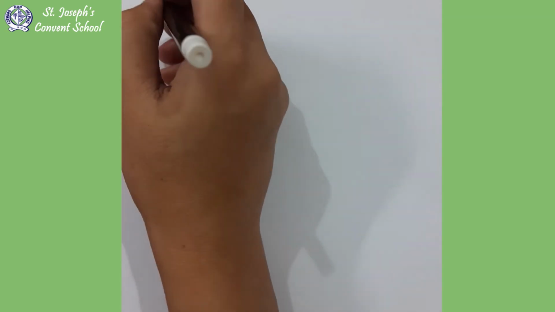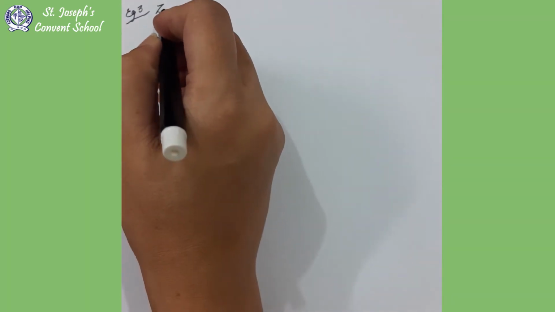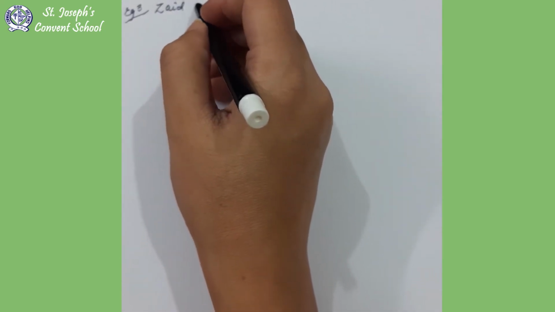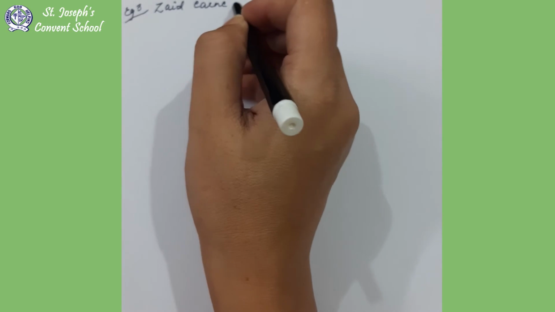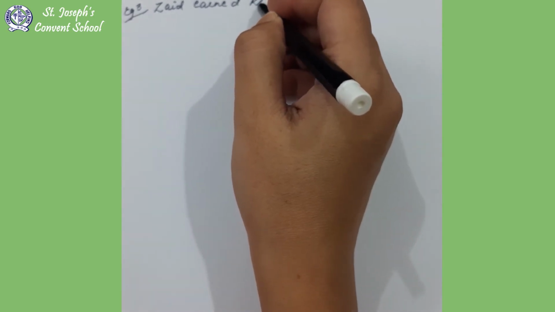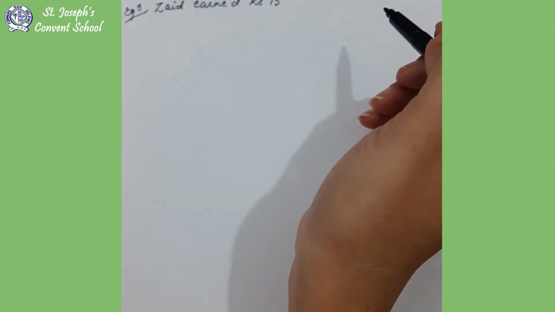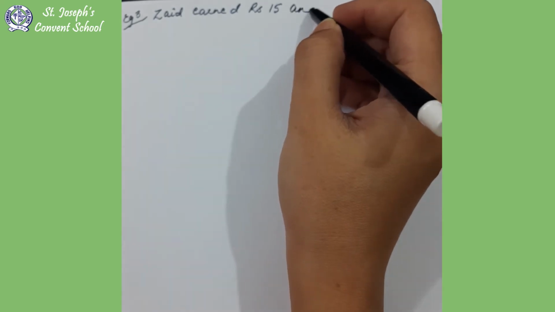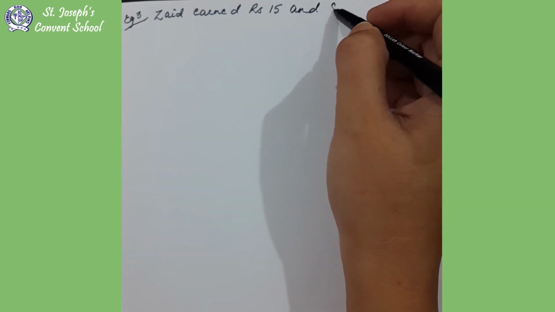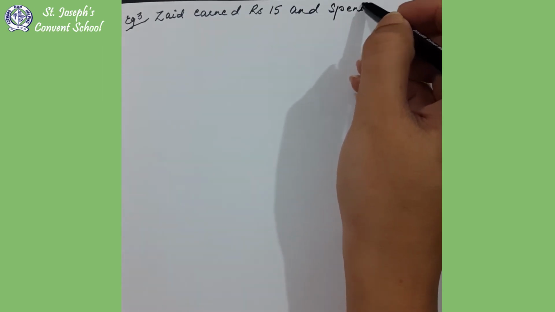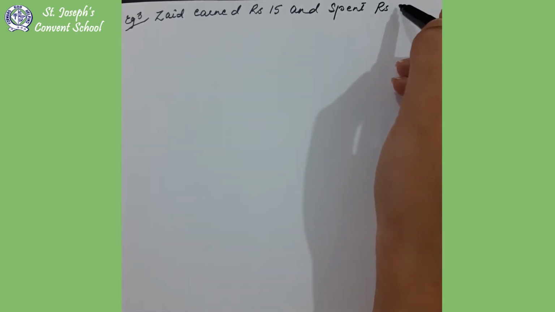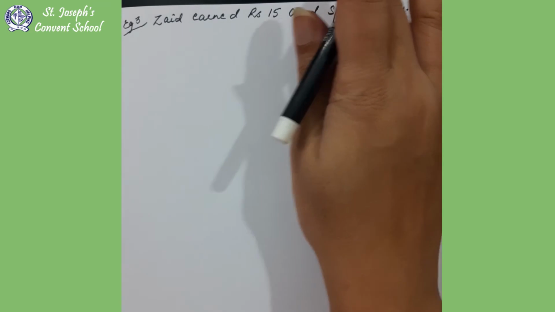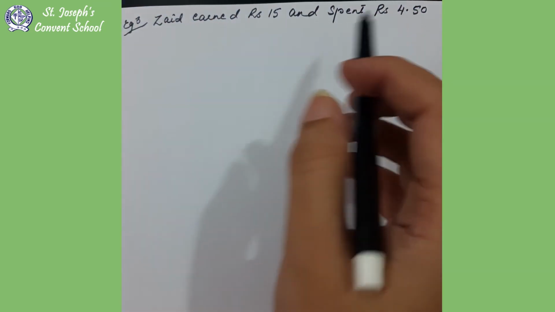Now the question is, Z earned rupees 15 and spent rupees 4.50. Okay, so he earned 15 rupees and he spent 4.50.